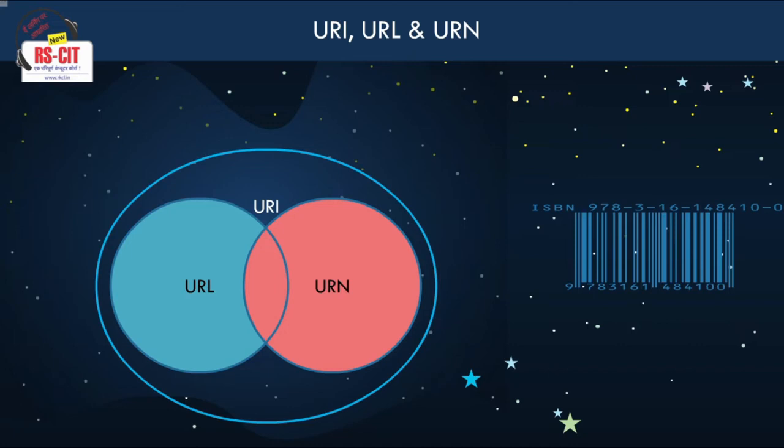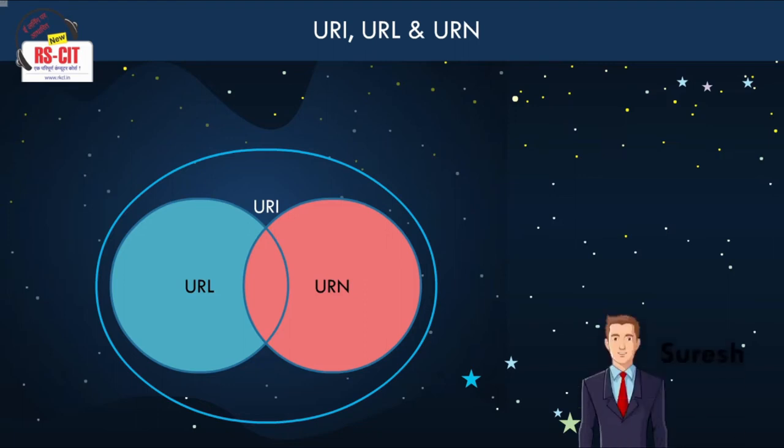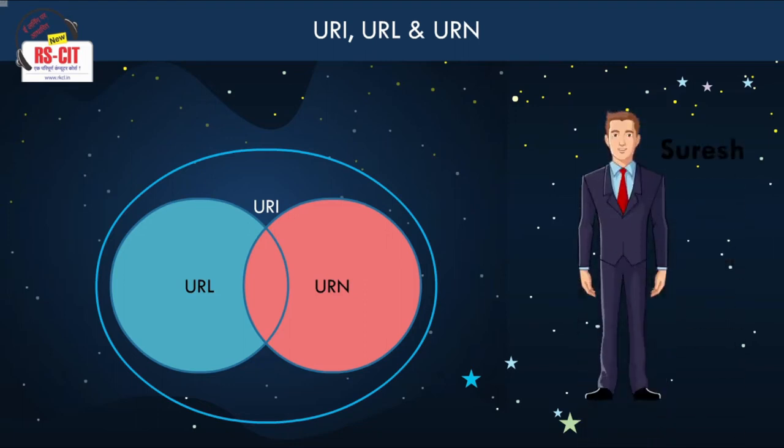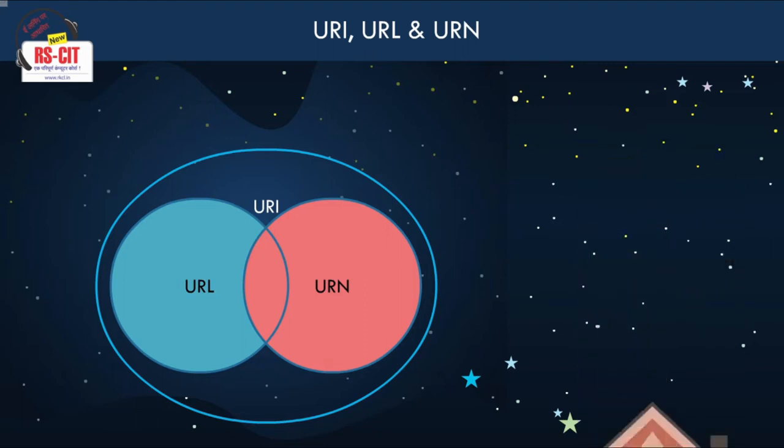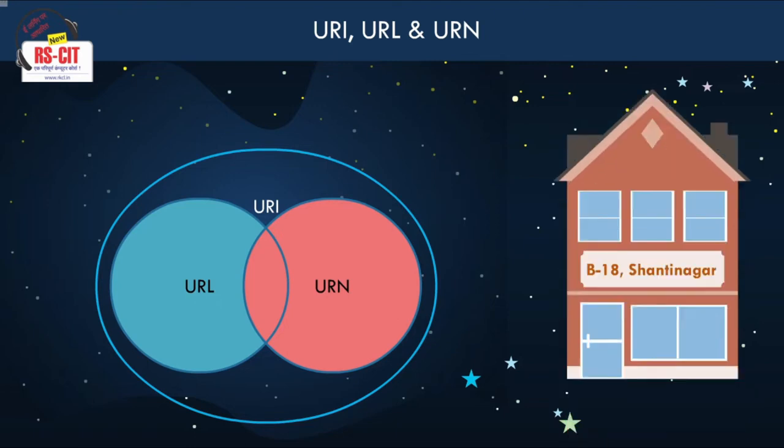A typical example of URN is the ISBN system, that is International Standard Book Number, for uniquely identifying books. Conceptually, you can say that URN functions like a person's name and URL resembles that person's street address. Just like your home, shop, or office, etc. have an address, on the internet each resource also has an address and it is identified by the URL.